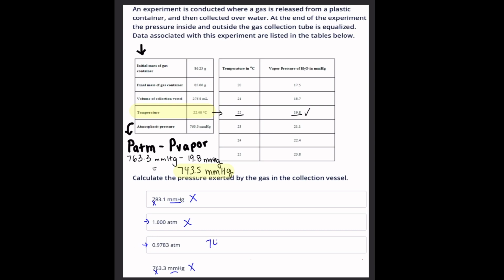What we have to do is take 743.5 millimeters of mercury and multiply that by our conversion factor, which is 1 atmosphere equals 760 millimeters of mercury. Notice how I put millimeters of mercury on the bottom, because that allows us to cross-cancel our units, and that brings us to the units that we're trying to reach. When we divide these, you will find that we get 0.9783 atmospheres. So this is the correct answer.